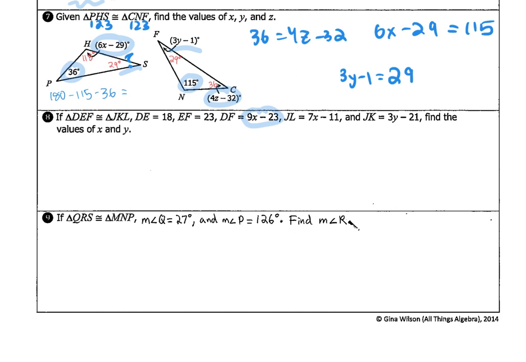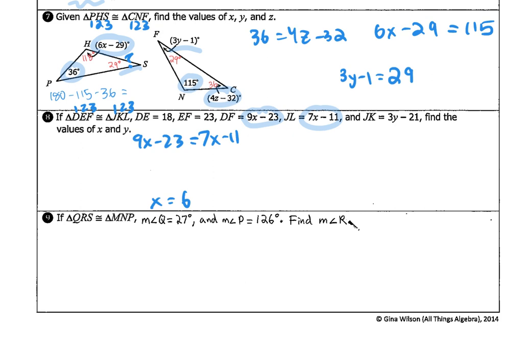Well, what does DF match up with in the other triangle? Again, look at the order of the letters. DF would match up with JL. So let's match that up. DF would match up with JL. Okay, well that makes sense because I can set 9x minus 23 equal to 7x minus 11. Now I won't go through the process here. I will tell you x is 6, so practice that. Make sure you can get the same thing.